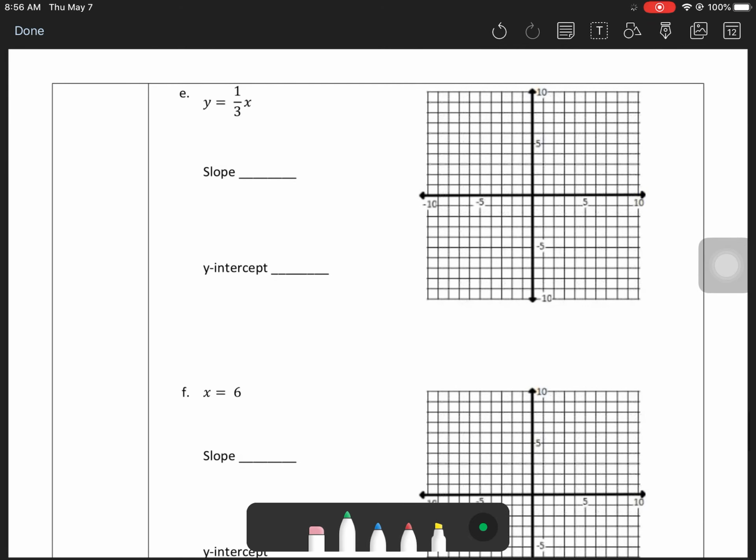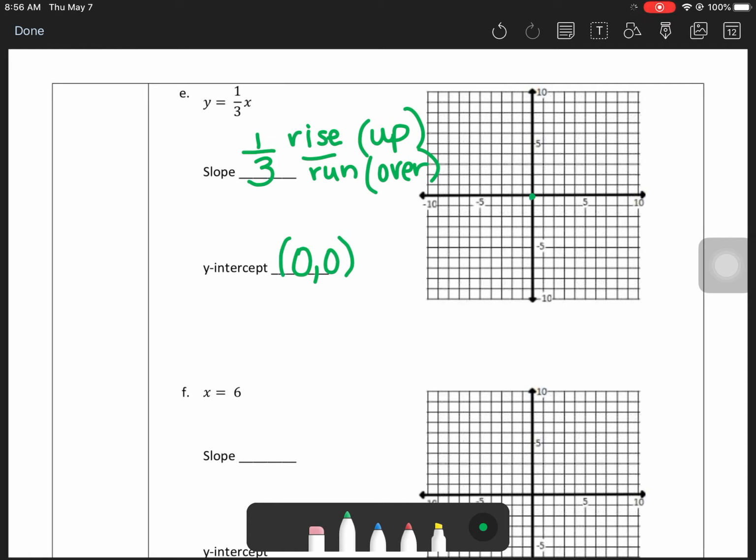Okay, next one. The number in front of the x is our slope, which is our rise over run, which means we go up 1 and over 3. And since there is no number after the x, that means our (0, 0), or our origin, is going to be our y-intercept. So we're going to rise one box, go up one box, and over 3 boxes. Up one box and over 3 boxes. And we're going to connect them together. Arrows on both ends since it is a line.